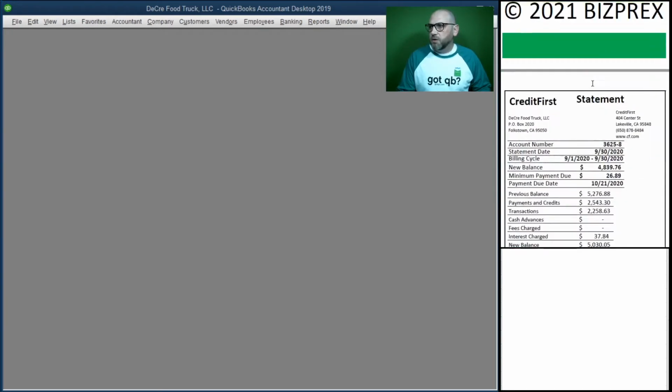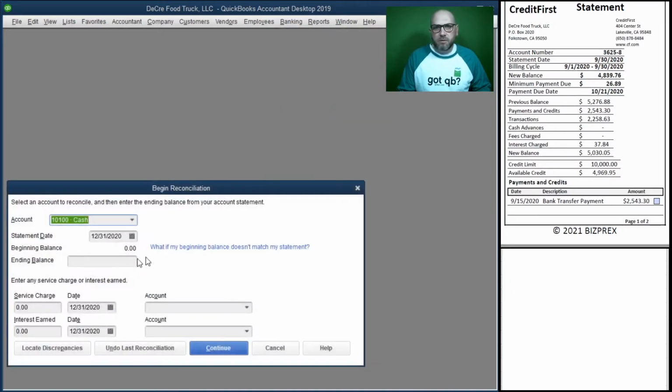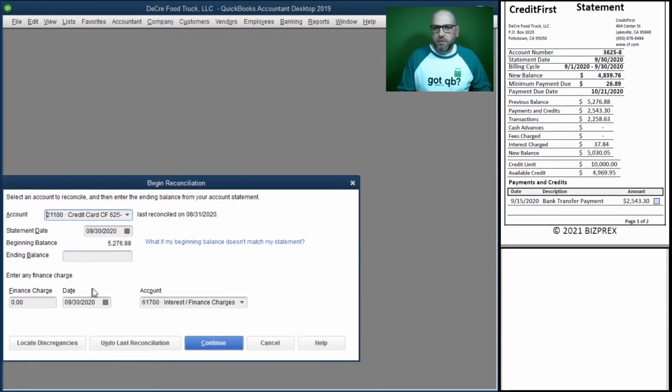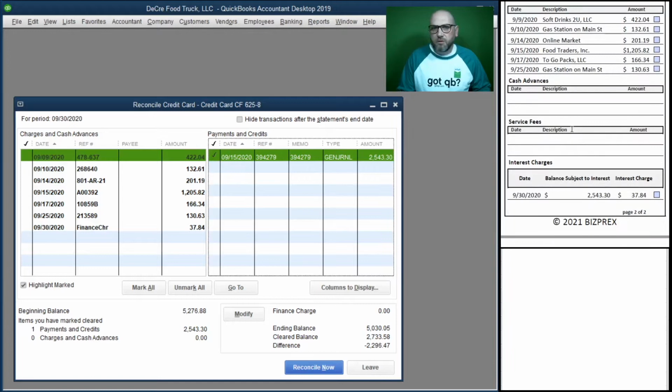So here we are. Our credit card statement first, as always. All right, make sure you pick that. 930, good. Ending balance. Finance charge 0. Okay, all good here. Continue. And you see all transactions are going to be here right now, right? Since we booked them again off the statement.